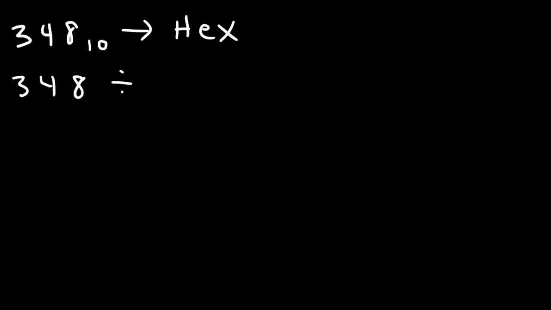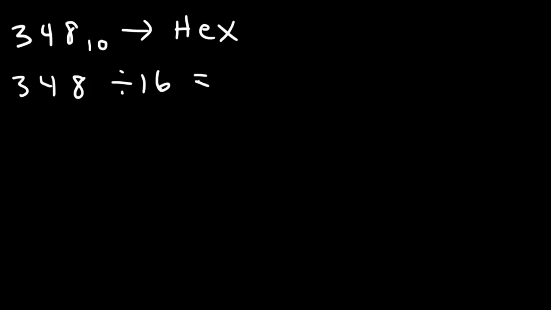Now let's talk about how to convert the decimal number into a hexadecimal number using successive division. So let's use the same number, 348. Let's convert it to a hexadecimal number. Now the hexadecimal number is basically a number in the base 16 system. So this time, instead of dividing by 2 or 8, we're going to divide by 16.